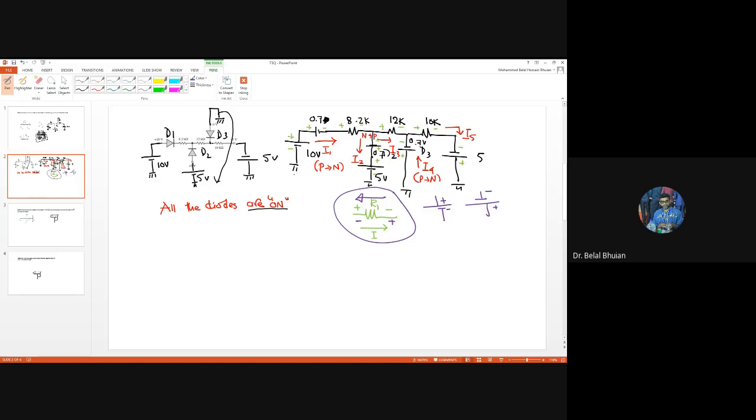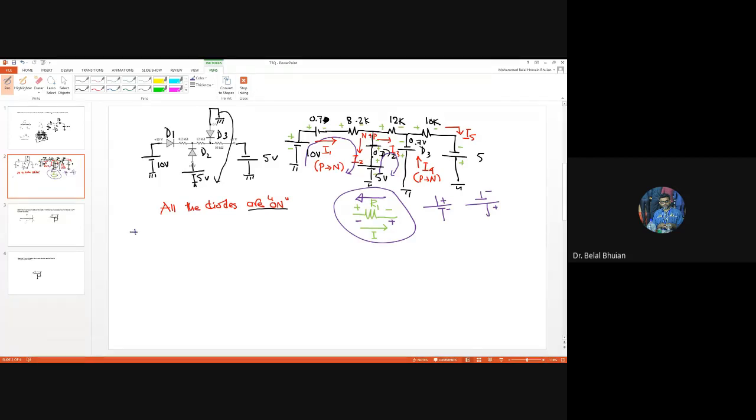So now there are 3 loops. We're going to apply KVL in each loop, and whatever method you can apply, you can do this. I generally use KVL. If I go from minus to plus, from low to high, I consider it positive. And if I go from high to low, I consider it negative. You can do the opposite as well.